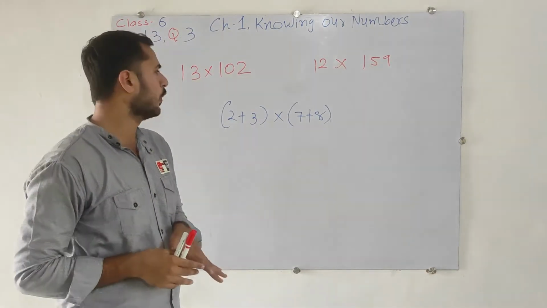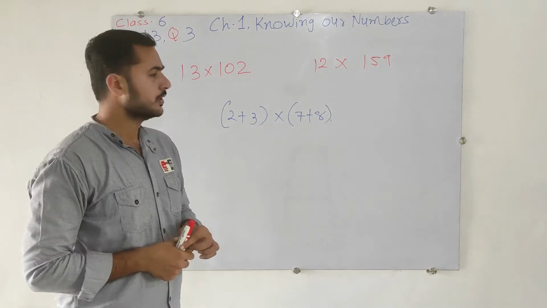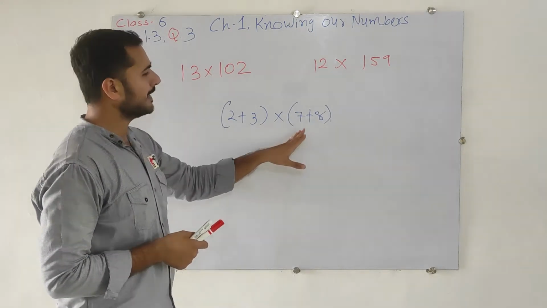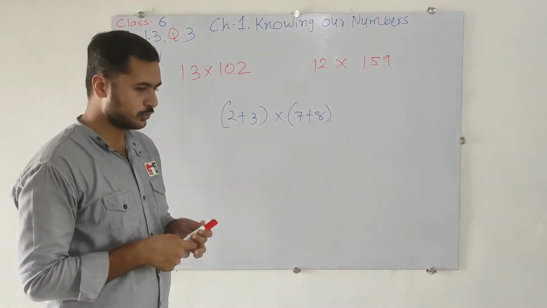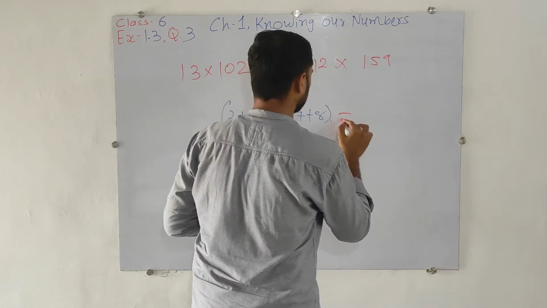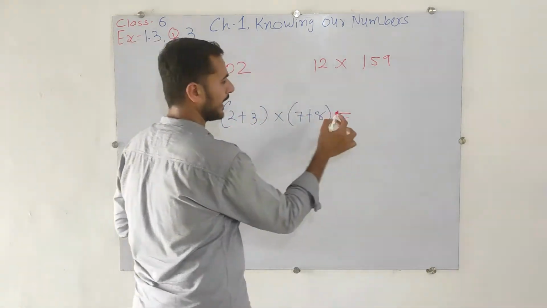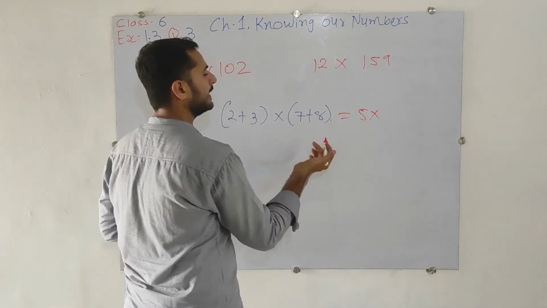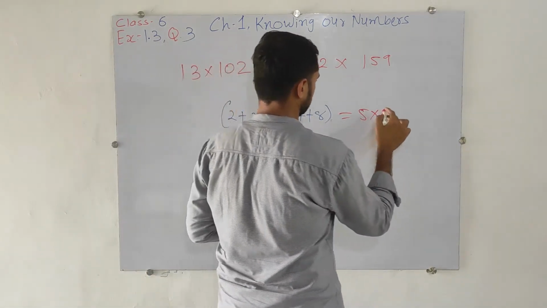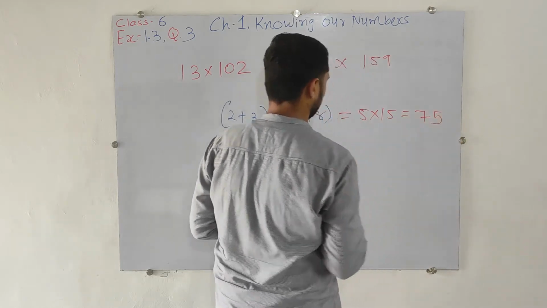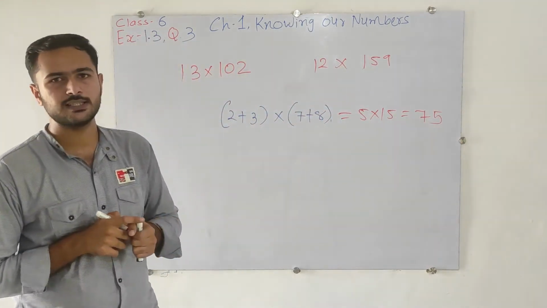Here we are going to solve with 2 brackets. Let's see how we can solve that. Actually, there is 2 plus 3 multiplied by 7 plus 8. Now we'll see how to do that. By the simple method, simply 2 plus 3 is 5. Here is the multiplication sign, so do the multiplication. 7 plus 8 is 15. So that will be 75, 15 times 5 is 75. So it's really very easy to get the answer.